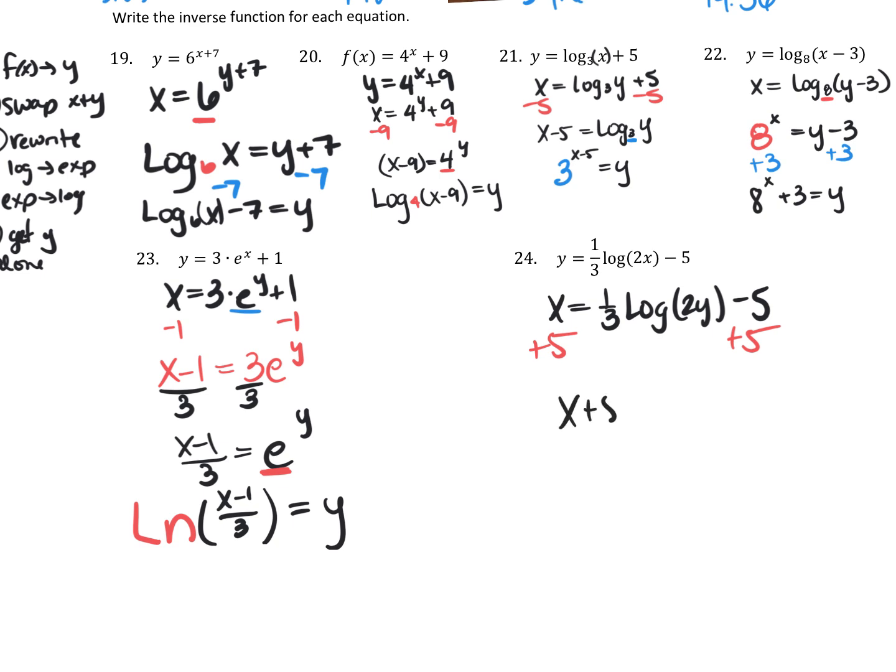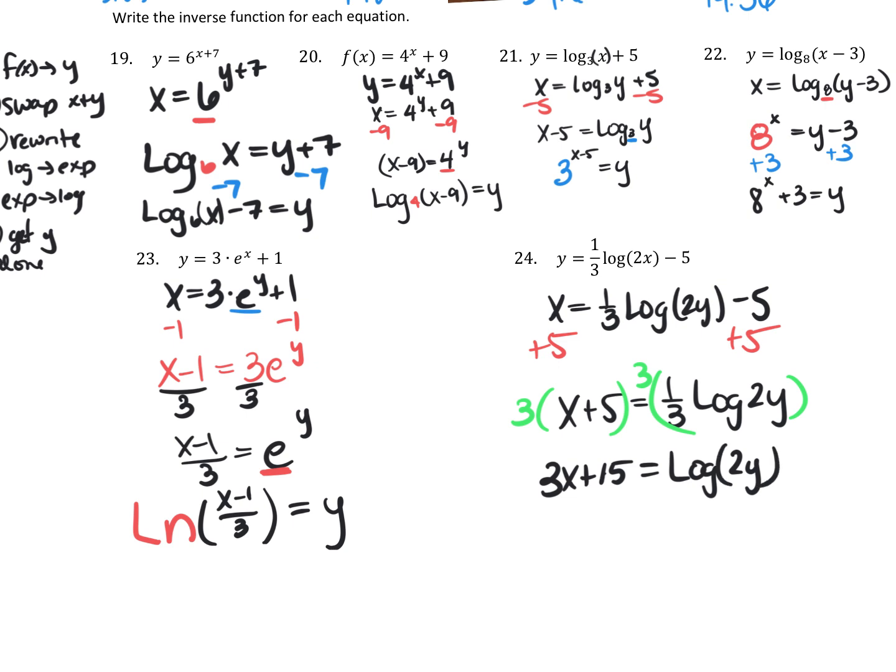I'm going to get x plus 5 equals 1/3 log of 2y. To get rid of the 1/3, we're going to multiply by 3. So I get 3x plus 15 equals the log of 2y. Now this is log base 10. When there's no number written, it's always a base 10. So 10 is going to become the base of my power to the exponent 3x plus 15 equals 2y.